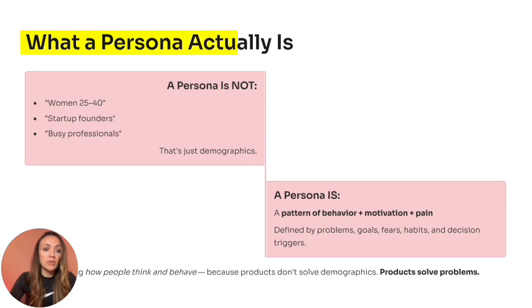Okay, so what a persona actually is: it is not a demographic. It's not just, okay, women between 25 and 40, startup founders, busy professionals. That could be a highlight, a part of the description, but it is not the core. You can still have personas that are in the same age range, but they have different needs. So a persona is a pattern of behavior plus motivation plus pain, defined by problems, goals, fears, habits, and decision triggers. So we're mapping how people think and behave, because products don't solve demographics.